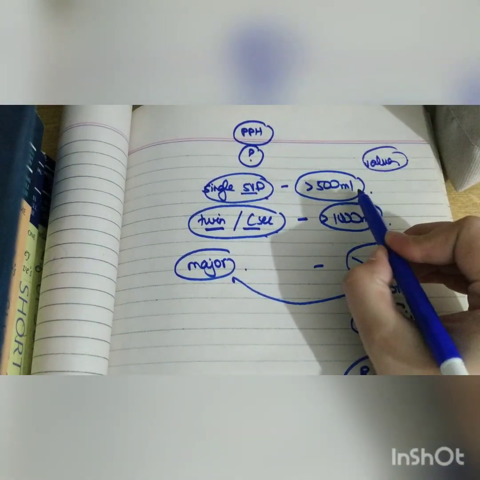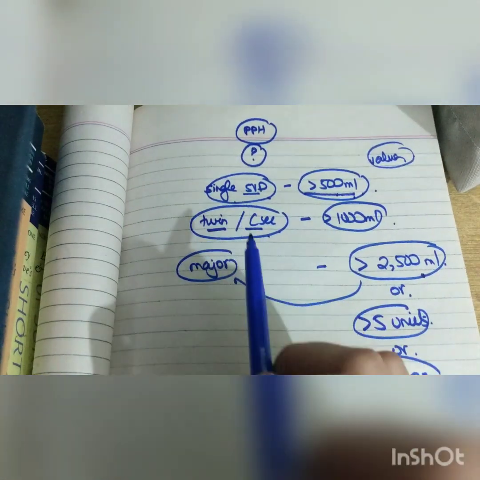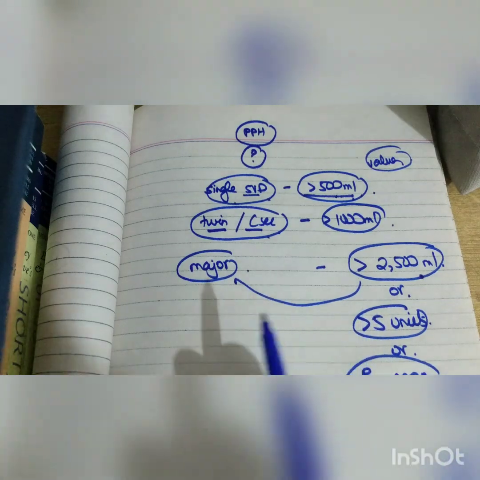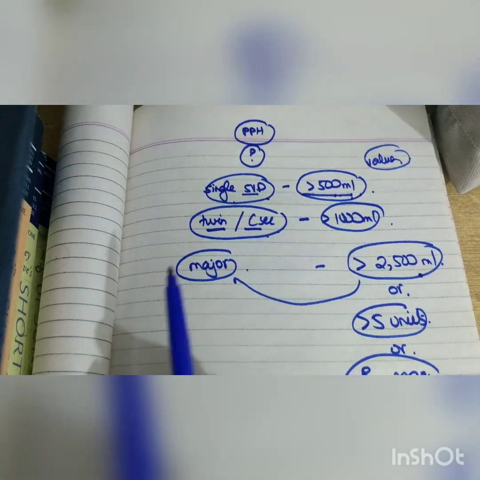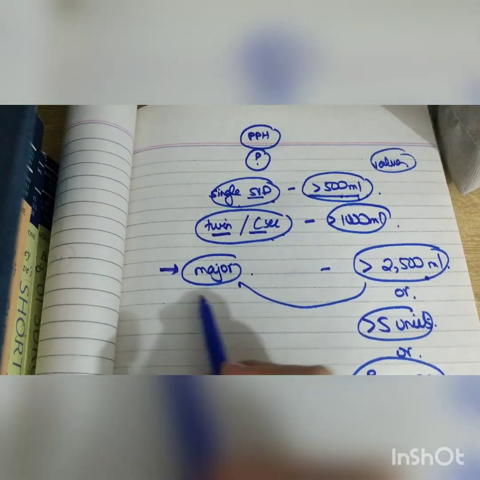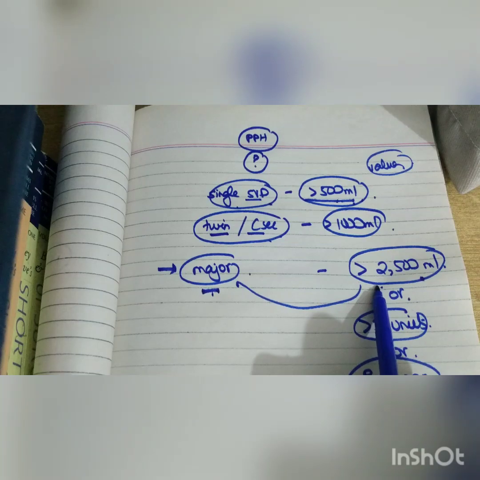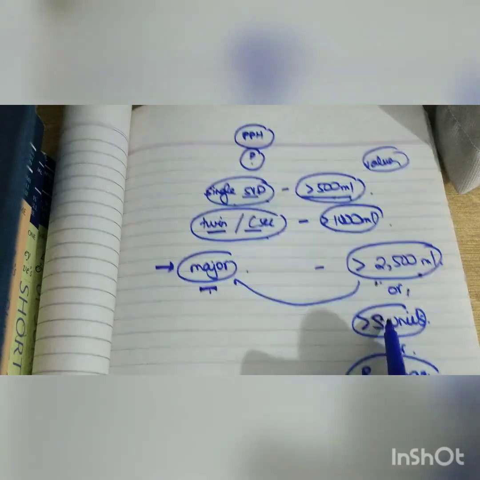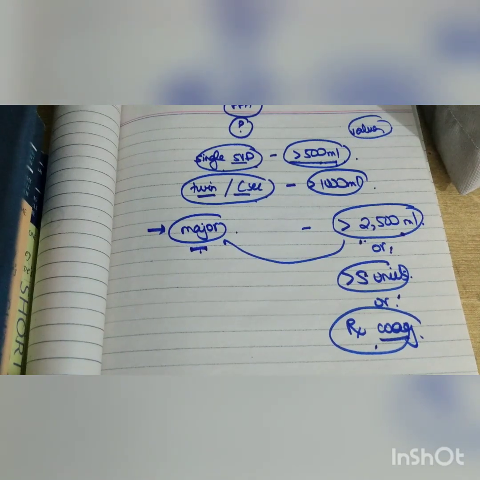Okay, if it is more than 500 milliliters, we are going to call it PPH in case of a simple vaginal delivery, and for twins and C-section, if it is more than 1000 milliliters. And a major obstetric hemorrhage is a separate term, an entity that we use when the blood loss is more than 2500 milliliters, or we require more than 4 units of RBCs, or we require treatment for coagulopathy. Okay, this is it.